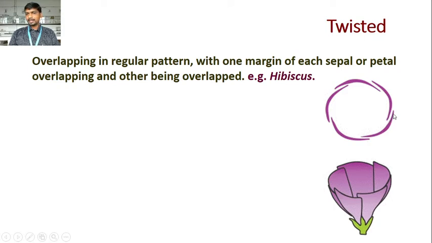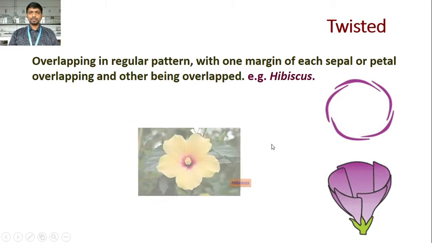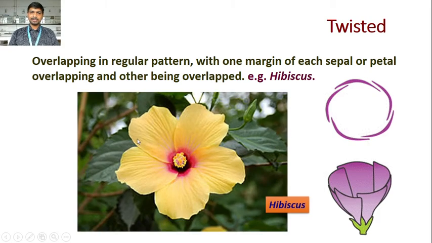Similar to this sepal, the adjacent sepal also has one margin towards the outer side and the other margin towards the inner side. Outer side, inner side, outer side, inner side, outer side, inner side. So this overlapping pattern is in a regular fashion, with one margin of each sepal or petal overlapping and the other being overlapped. For example, hibiscus. This is the photograph of a hibiscus flower. Here we clearly see the twisted estivation.